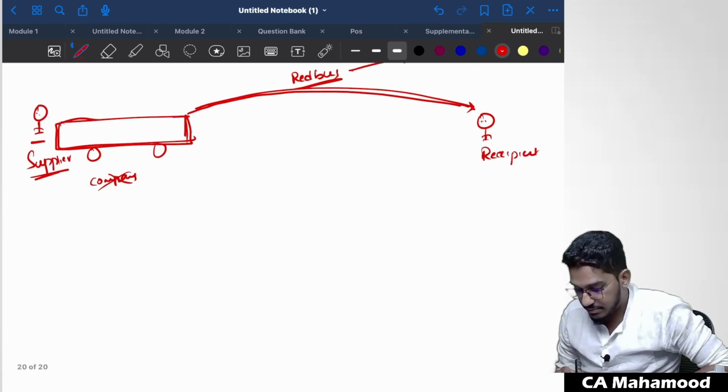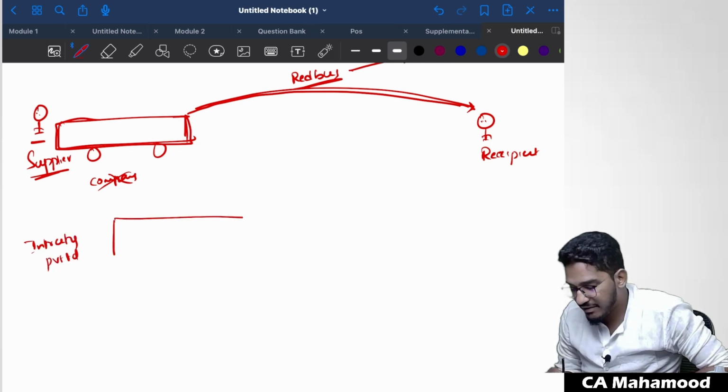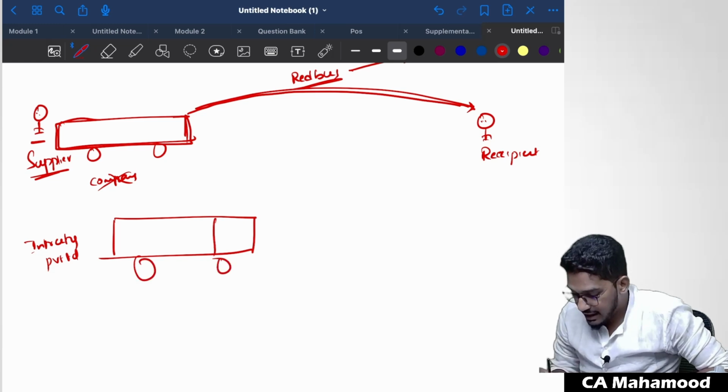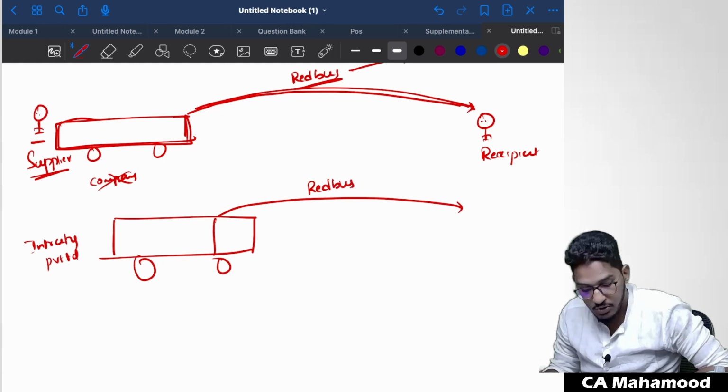Let me give you one more example. There is Intercity Private Limited, a company. They have buses, and through these buses they are providing transportation of passengers. And this Intercity has listed their bus on Red Bus, an e-commerce operator.